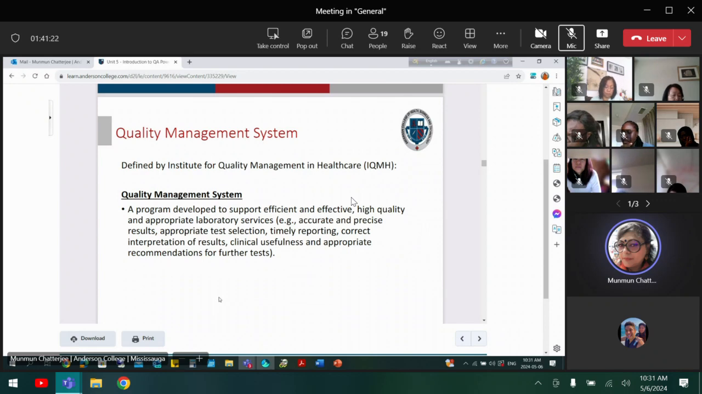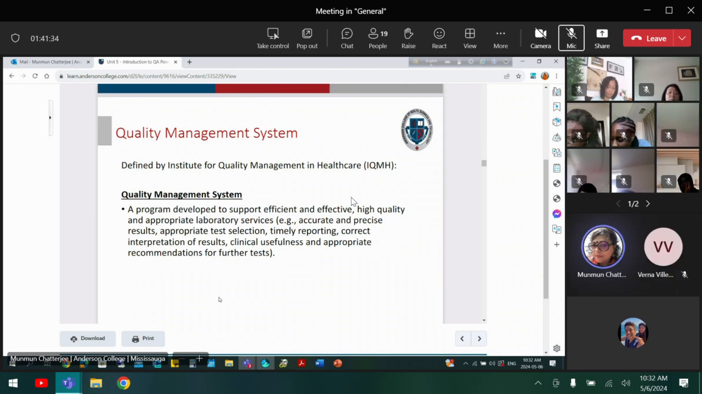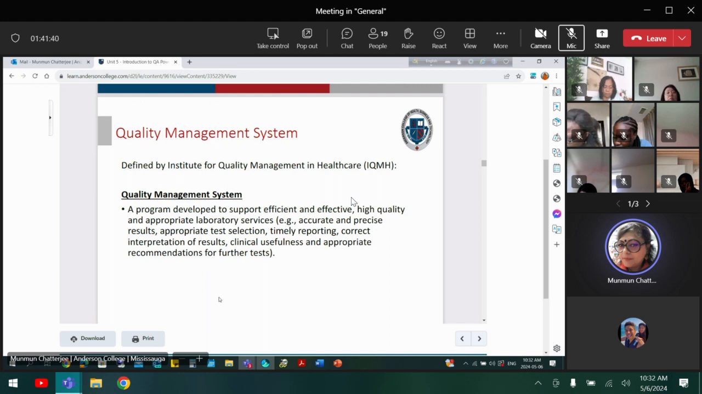What is the function of IQMH? It is the quality management of the institution. Quality management system is a program developed to support efficient and effective, high quality and appropriate laboratory services, accurate and precise results, appropriate test selection, timely reporting, correct interpretation of results, clinical usefulness, and appropriate recommendations for further tests. That all depends upon the quality management, and that has been given by the employees.